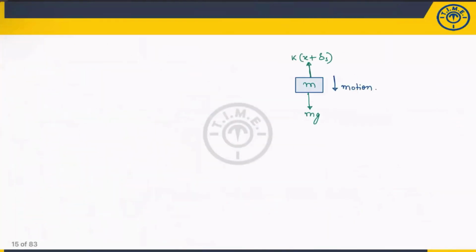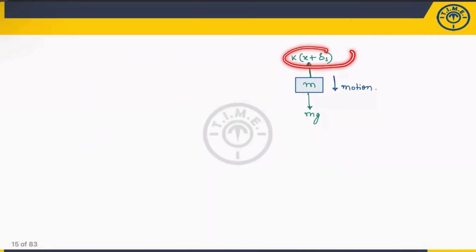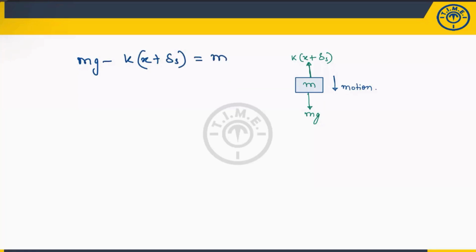How? Let me explain. Let us suppose, apart from this static deflection, you have given the initial displacement. So what is the total deflection? X plus delta S. So the spring force will act as k into the net deflection, which is nothing but x plus delta S. Motion is in the downward direction. So can I write mg minus k(x plus delta S) is equal to mass into acceleration?